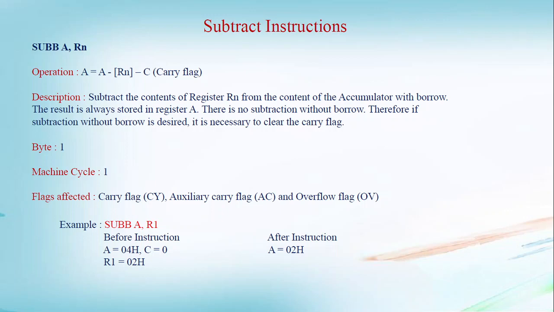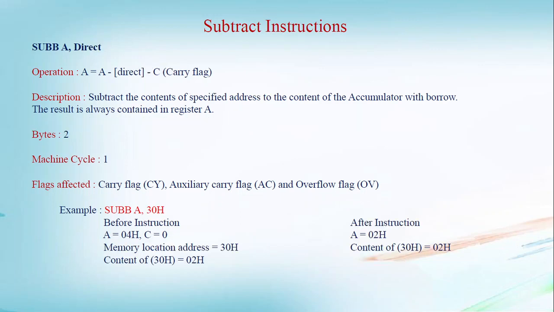We can observe this in the example SUBB A, R1. We are considering here carry flag equals 0, A equals 04h, and R1 equals 02h. So it means A equals 4 minus 2 equals 02h, which is stored into the accumulator.